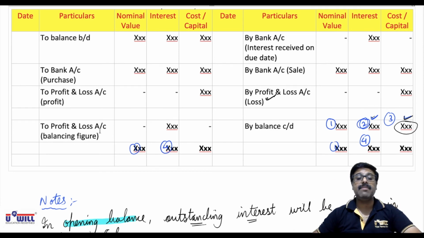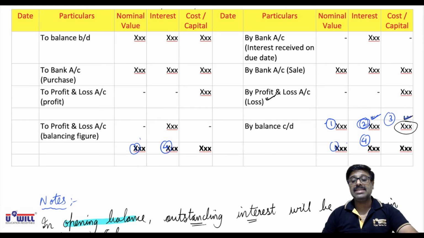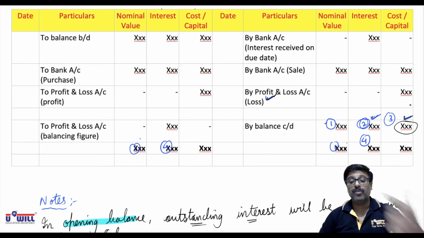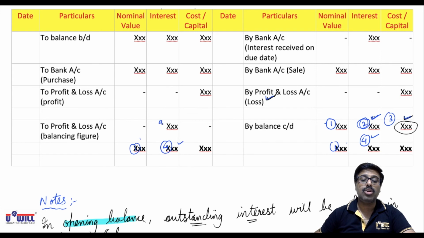So first step we will do the balancing in nominal value column. Second step we will write outstanding interest and calculate that on the face value. Third step we will write closing balance of cost or capital column at cost price or market price, whichever is less. If cost price is less, directly record that. If market price is less, further loss will also come on the credit side. Then fourth step, you do the balancing of interest column and interest will be transferred to profit and loss account.